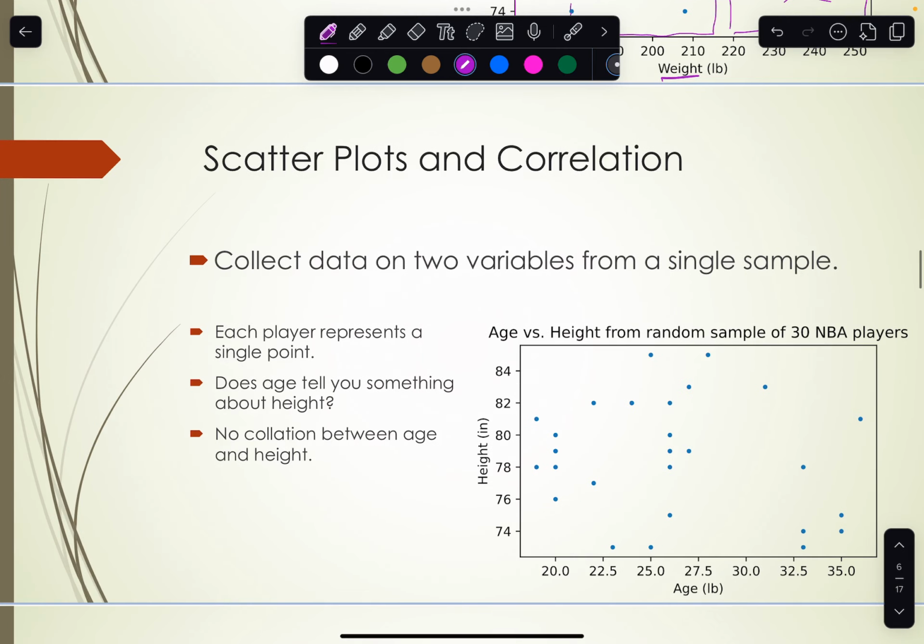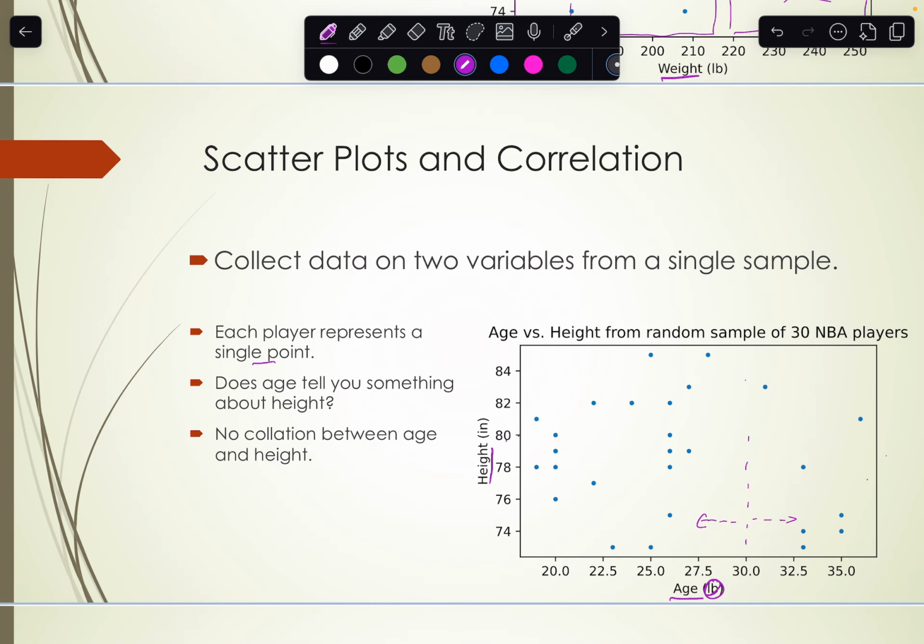Contrast that with this sort of relation. This is somebody's height versus their age. Each player is represented by a single point. Does age tell you something about their height? If I told you somebody was 30 years old, does that tell you anything about their height in general? Well, they could be short and over 30 years old, and short, I mean, by NBA standards. They could be short and over 30 years old, or they could be short and under 30 years old. It doesn't give me any information.